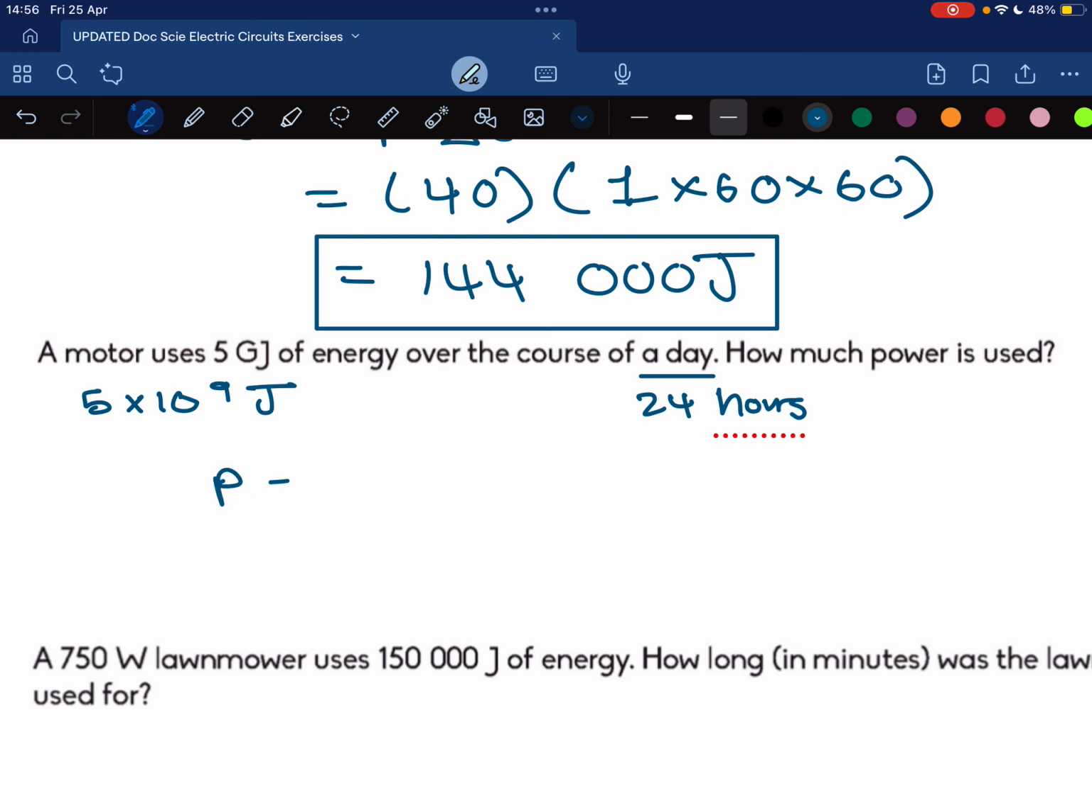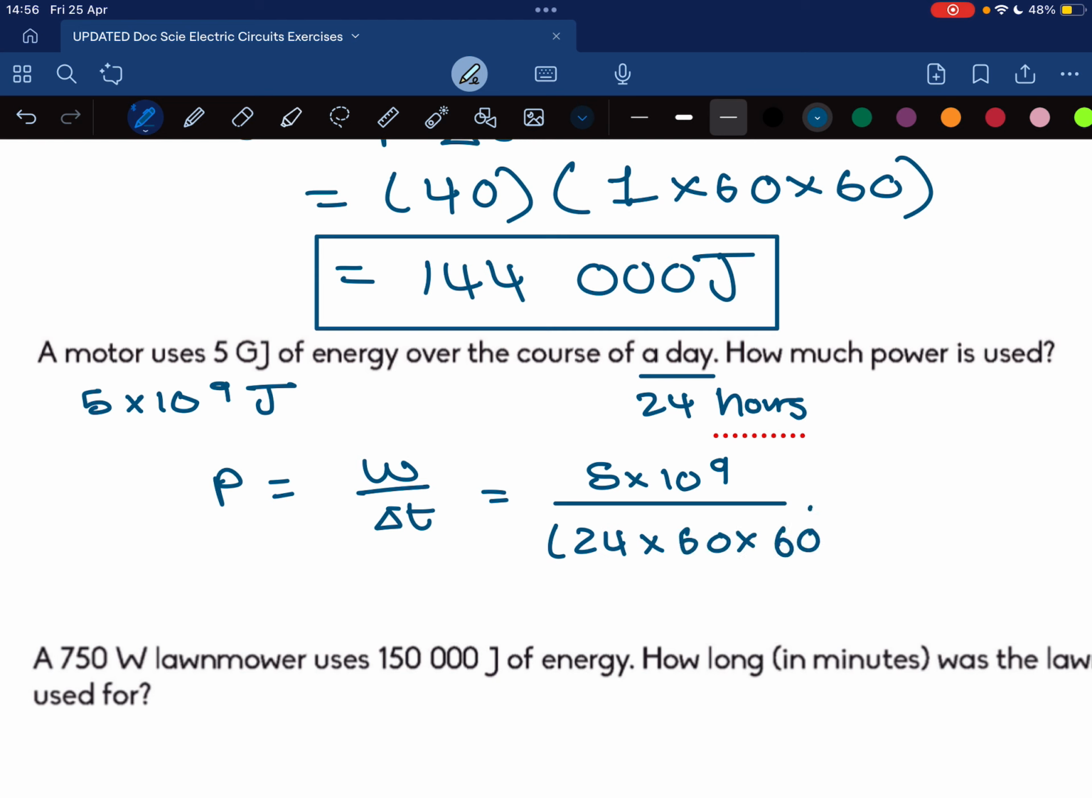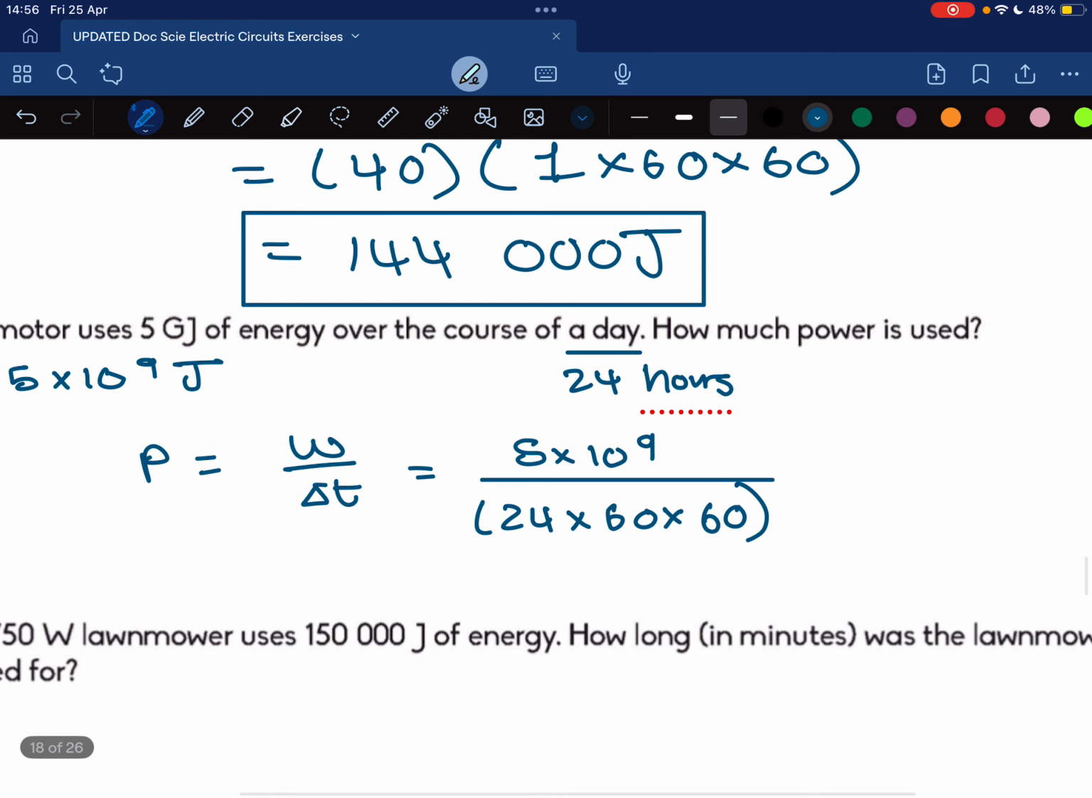So power is equal to energy over time. Now the energy is 5 times 10 to the 9 divided by 24 times 60 minutes times 60 seconds. So you take the hours and convert it. So you put the whole thing in your calculator and you would get 57,870.37 watts.